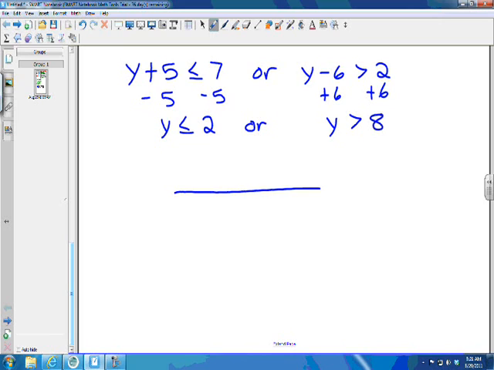So we draw our number line again. Zero, 2, and 8. Are we closed at 2 or open? Closed. And we shade less than, arrows pointing to the left. For greater than 8, it's open. And we shade to the right, everything greater than 8. Questions on the disjunction?